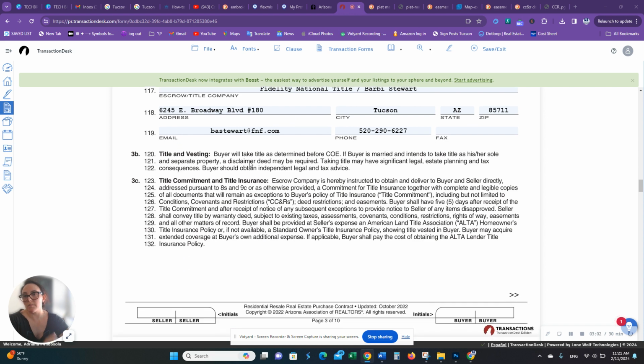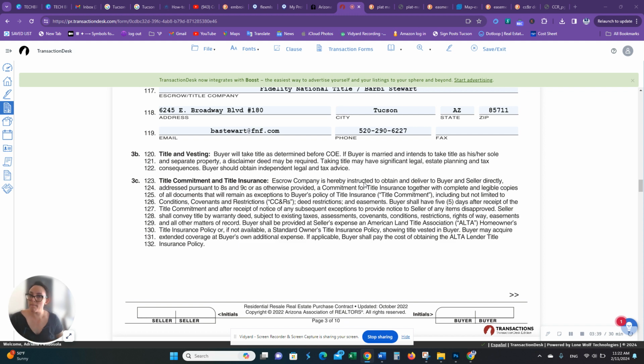Title vesting. Buyer will take title as determined before close of escrow. If buyer is married and intends to take title as his or her sole and separate property, a disclaimer deed may be required. Taking title may have significant legal, estate planning, and tax consequences. Buyer should obtain independent legal and tax advice. A lot of buyers overlook this. Maybe you're married and this is an investment property to you and your wife does not want to be involved. So she is going to have to come to the closing and sign a disclaimer deed and bring her identification, and so on and so forth.